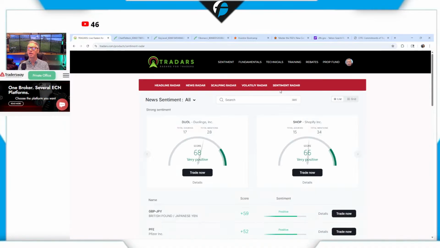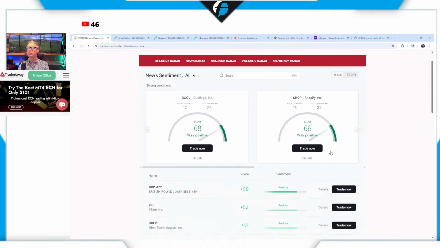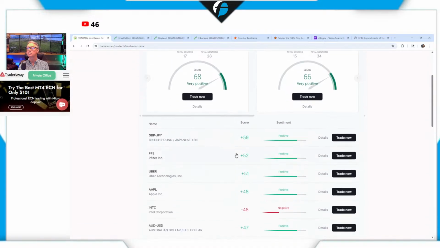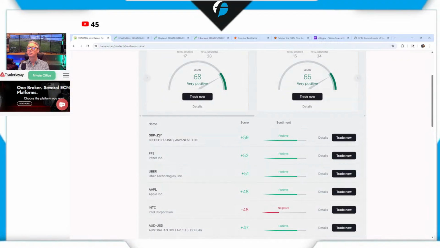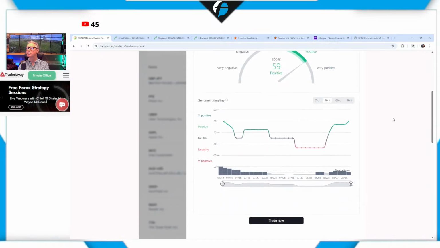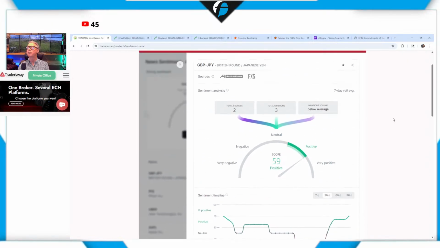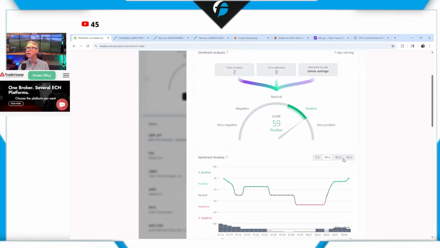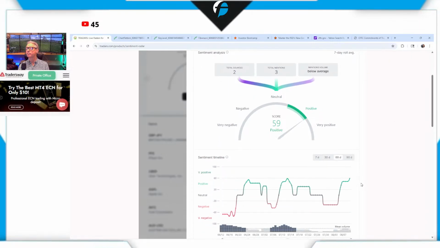And then, have you read hundreds and hundreds of articles this week to get your Forex on, for example? How does the market feel? How does the market feel about pound yen? Well, there you go. And how has it changed over time?